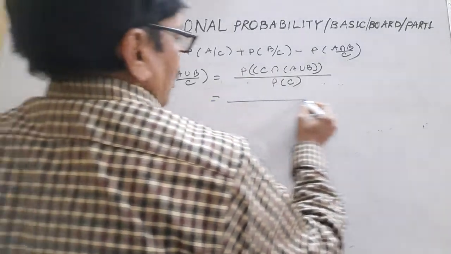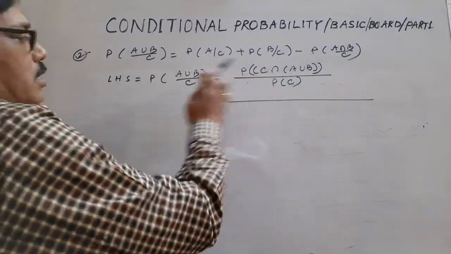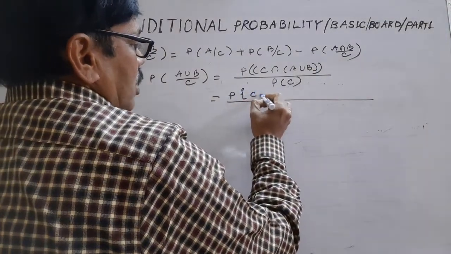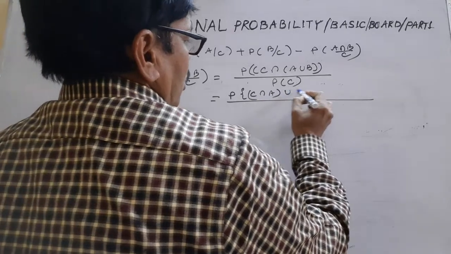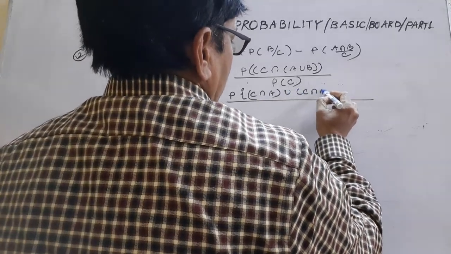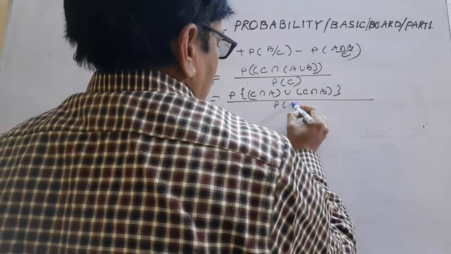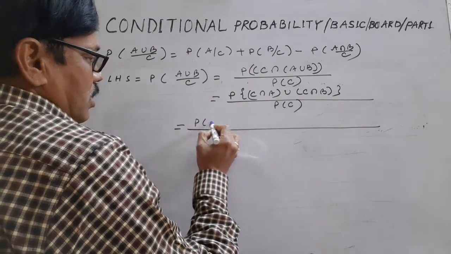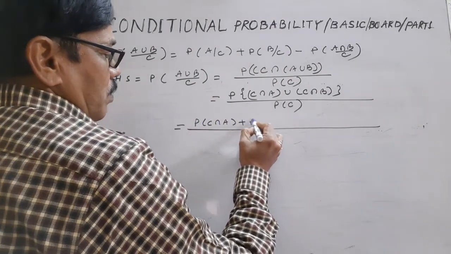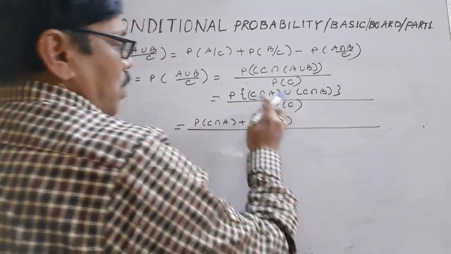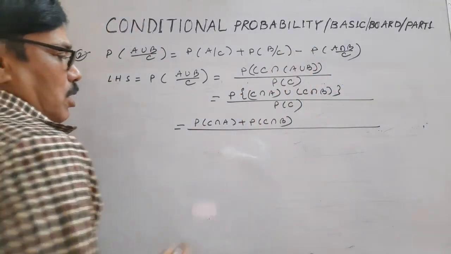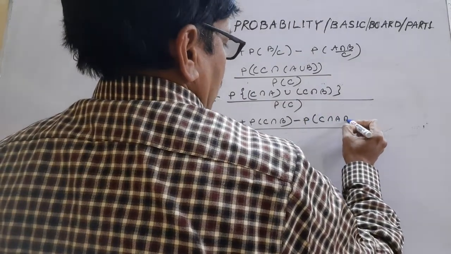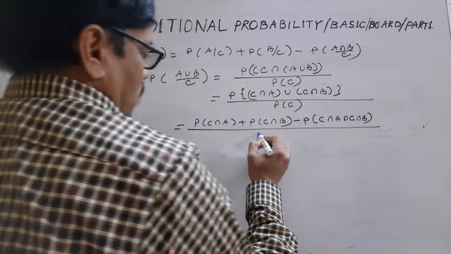Now for the numerator P(C intersection ...), use the distributive law. So (C intersection A) union (C intersection B), by P(C). Now this is P(C intersection A) plus P(C intersection B), by the addition property of probability, minus P((C intersection A) intersection (C intersection B)), by P(C).